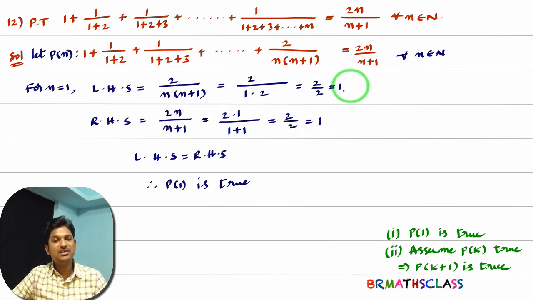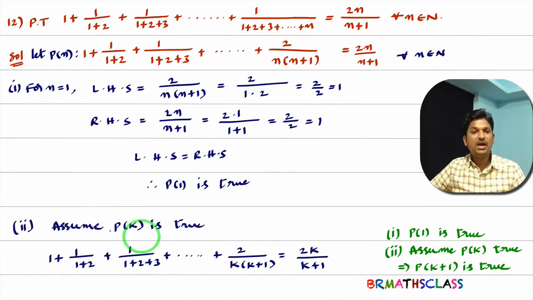So LHS is also 1, RHS is also 1. So we can say that P of 1 is true. So the first part is completed. We proved P of 1 is true. Now the second part. What is the second part? By assuming P of k is true, we need to prove P of k plus 1 is true.